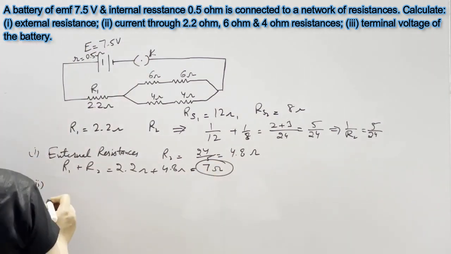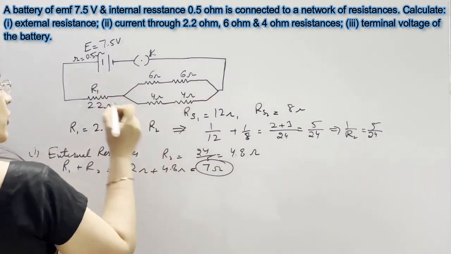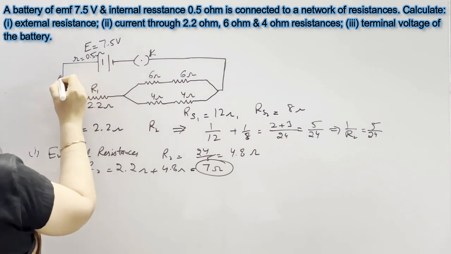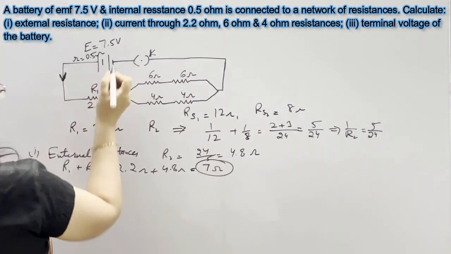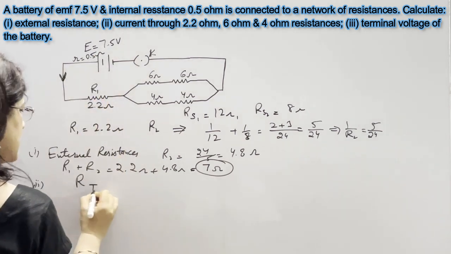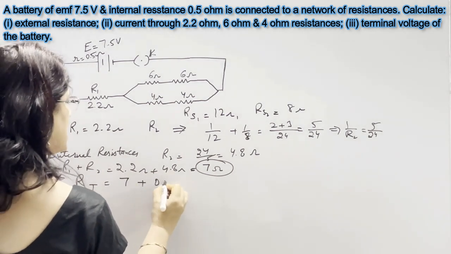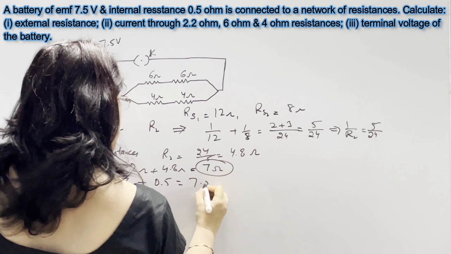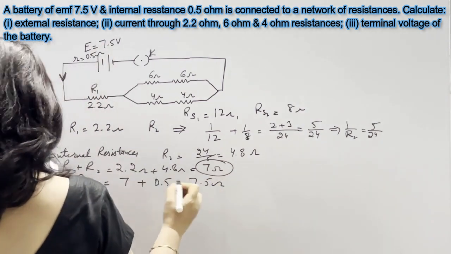Now in the second part we need to calculate the current through all these resistances. For this we need to calculate the current in the total circuit, and for the total circuit current calculation we need to take this internal resistance also. So the total resistance in the circuit is this external resistance plus the internal resistance of 0.5 ohm. It means 7.5 ohm was the total resistance in the circuit.